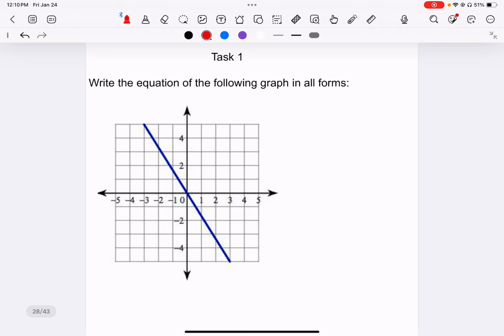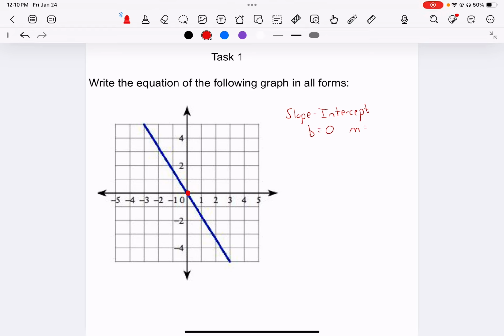Write an equation of the following graph in all forms. So we have a graph. I'm going to start by writing it in slope-intercept form. The reason why I'm starting with slope-intercept form is because from the graph I can easily find the slope and find the intercept. To find the intercept, I'm going to determine where it crosses the y-axis. So my graph crosses the y-axis here at 0, so my y-intercept is 0.